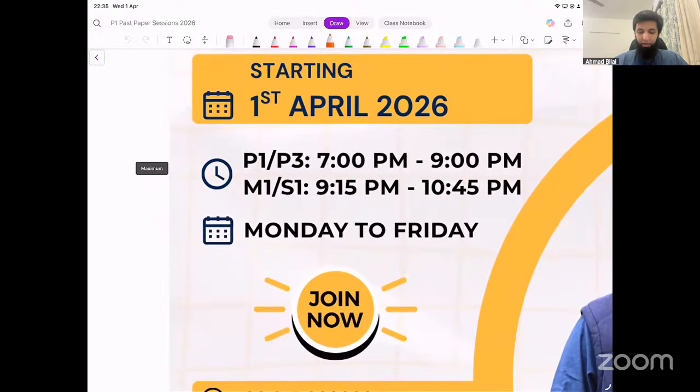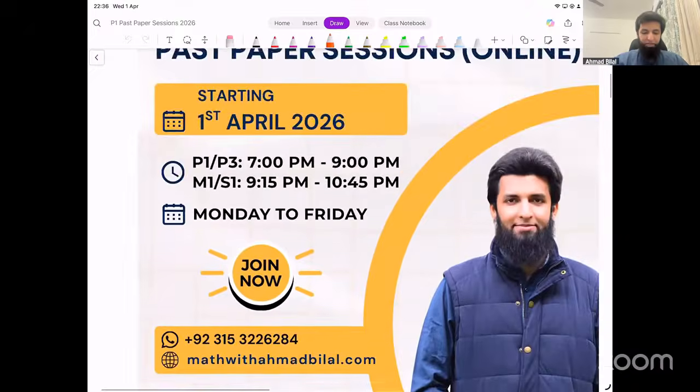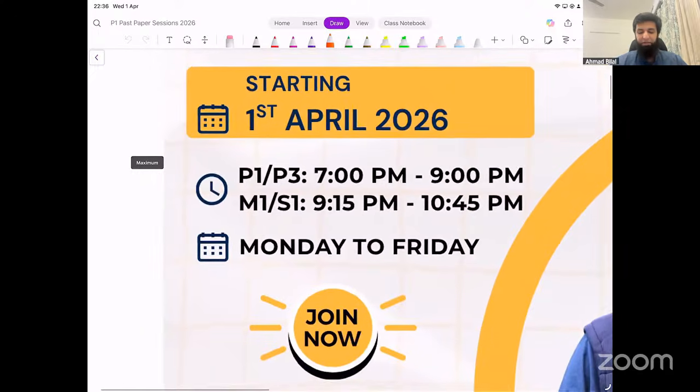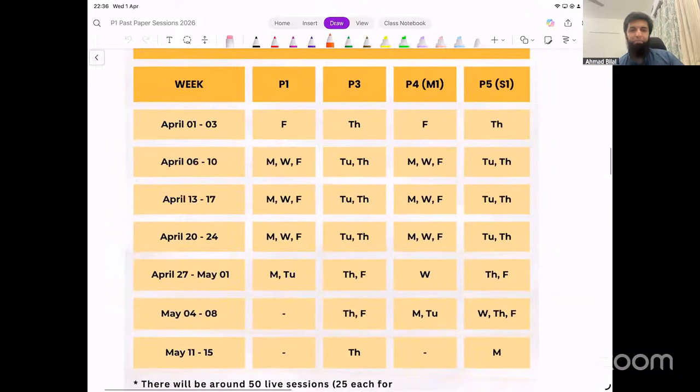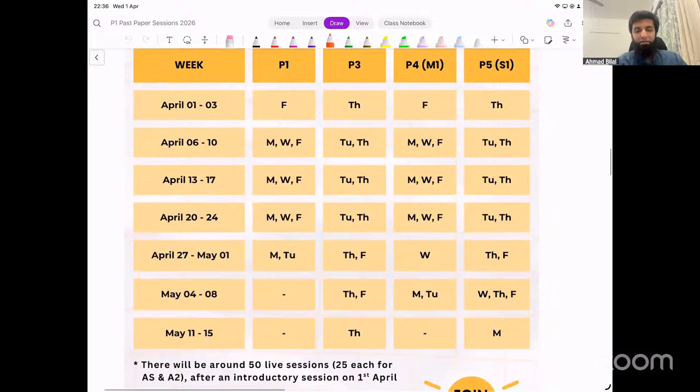Okay. Now, what does it mean, P1, P3 together on that same time and M1, S1 together on that same time? What that means is those are the times that we're going to have for those papers. The days will vary. P1 is earlier, right? Your P1 is earlier. That is, I think, 29th of April. So until 29th, we're going to have more P1 classes as compared to P3.